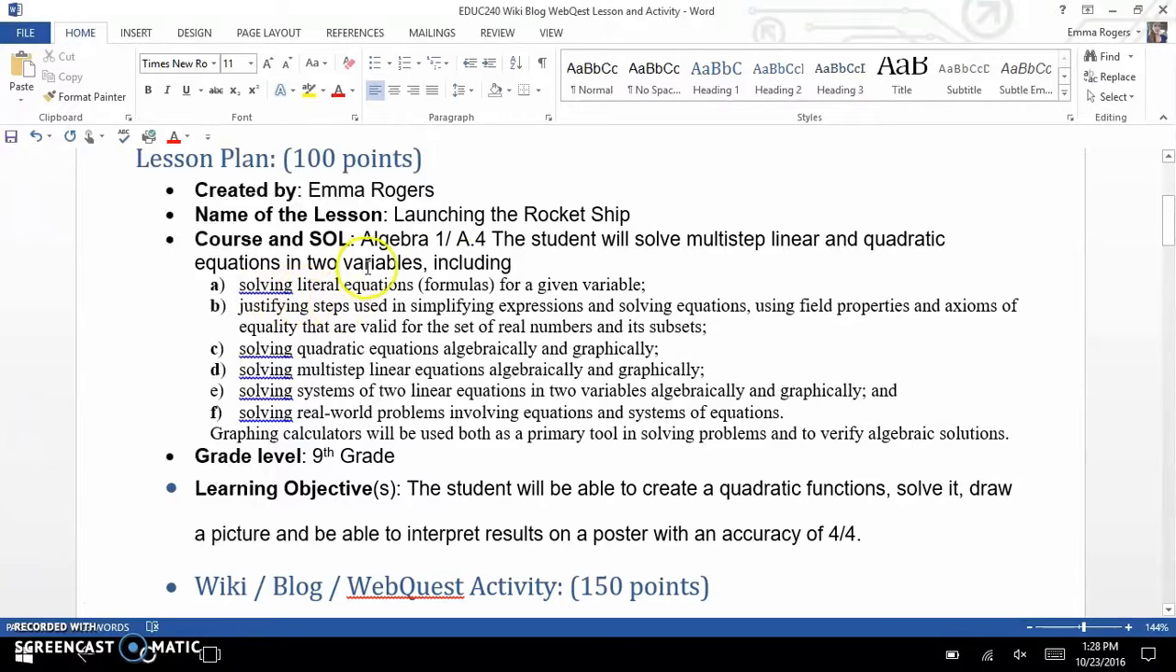A is solving linear equations for a given variable. B is steps used in simplifying expressions and solving equations using field properties and axioms of equality that are valid for the set of real numbers and its subsets.